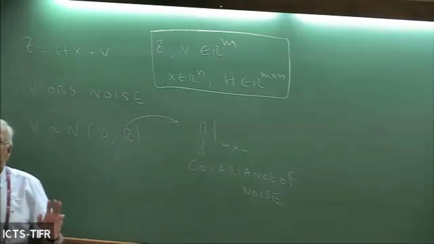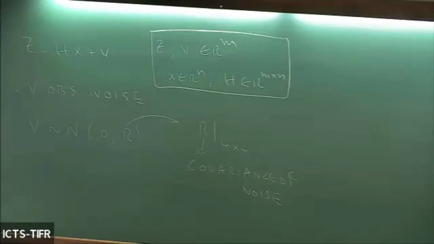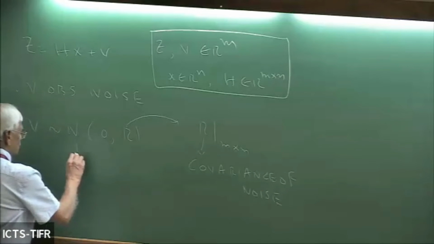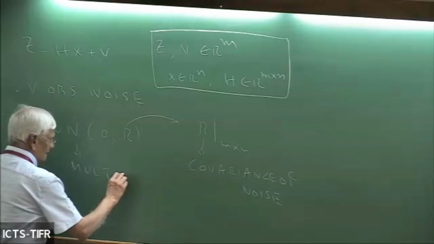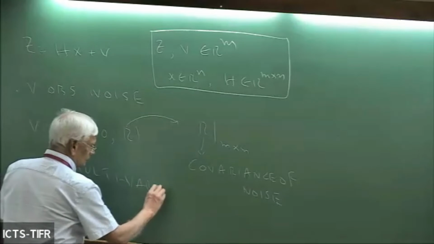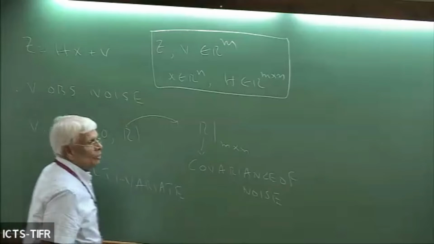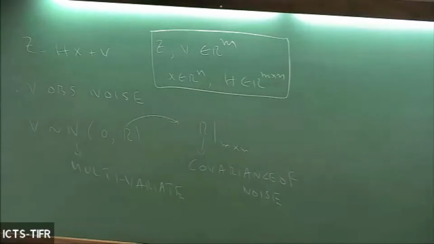I'm assuming everyone is aware of the normal distribution. How many have heard me? Normal distribution in one variable, normal distribution in multivariables. So this is called the multivariate normal distribution. For the sake of completeness, let me write down the formula for the normal distribution. I will write here for later reference.